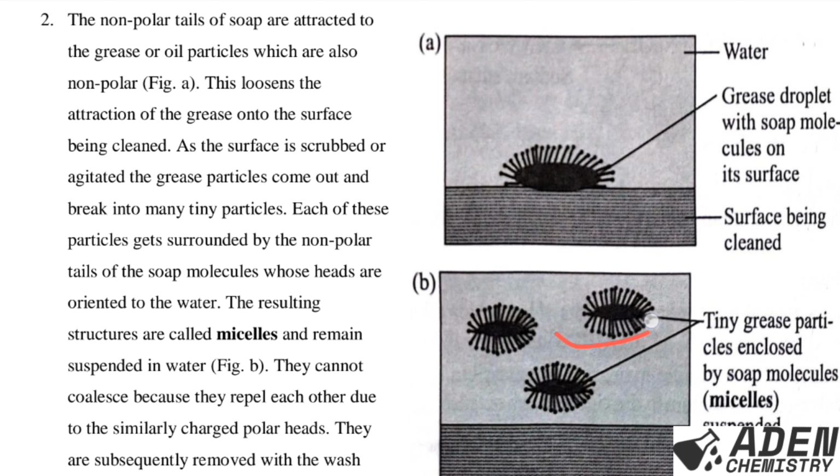This is a particle, and this is a particle, this is a particle. And we're saying each of these particles gets surrounded by the nonpolar tail. So that is the nonpolar tail of the soap. So here we're saying tiny grease particles enclosed by soap molecules, and that's what we were saying, micelles. And remember we said these micelles are suspended in wash water and are removed during rinsing.